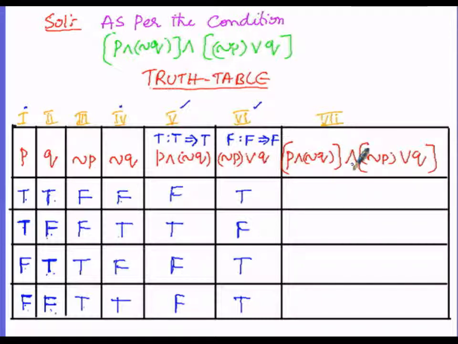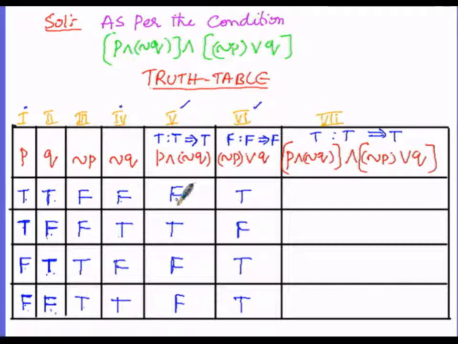In case of a conjunction, if the first statement is true and the second statement is also true, then the conjunction will be true. Here P and negation Q is under column number 5 and negation P or Q is under column number 6. The first statement must be true and the second statement must be true, and then the conjunction will be true.